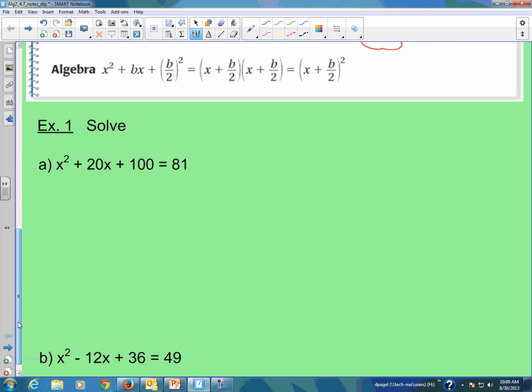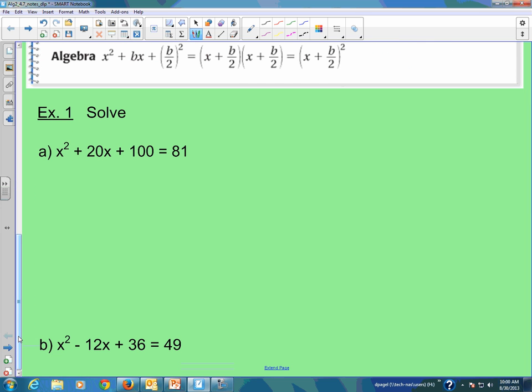Let's actually take a look at how some problems can be solved through this process. So with problem A, x squared plus 20x plus 100 equals 81. What we would normally have done at this point is we would have tried to make one side of this equation 0, and then from that hopefully be able to factor. Well, we're going to actually show this process of where this b over 2 squared comes in with this problem. If you look at the left side of the equal sign, x squared plus 20x plus 100, we have our ax squared bx part of the problem.